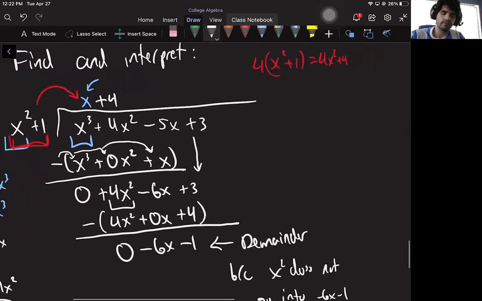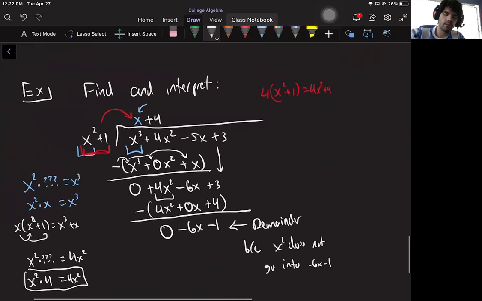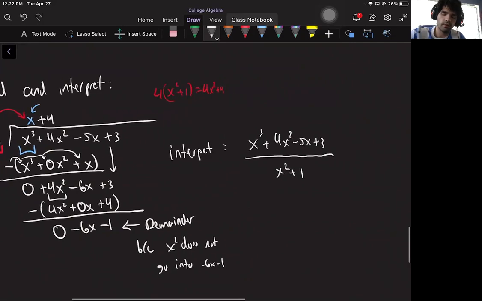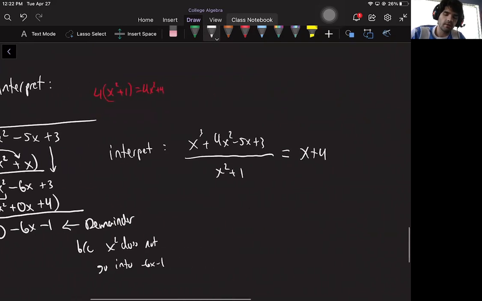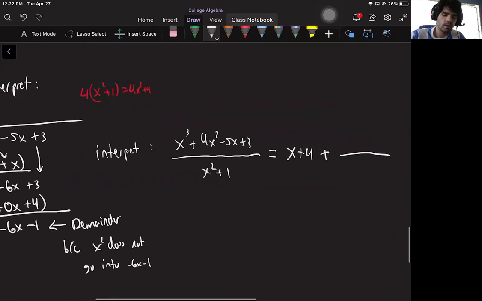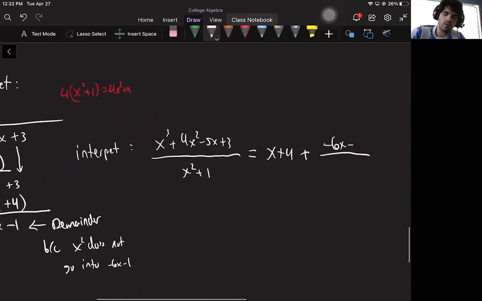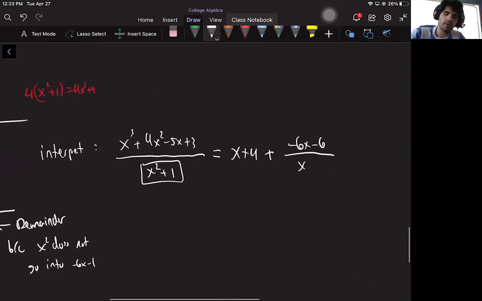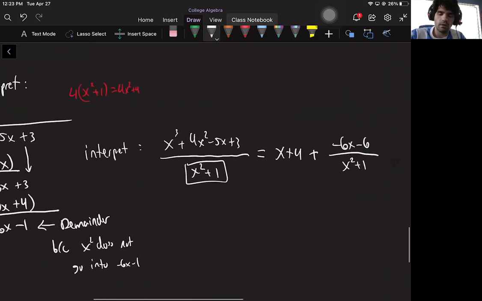This is the remainder. Okay, so now how do I interpret this thing? What does this mean? It means that when I divide this polynomial that's on the inside by this one that's on the outside, the result is the thing on the top, x plus 4, but there's this remainder, negative 6x minus 1, out of this many things. This is what we divided by, so that's still on the denominator. So that's the interpretation.